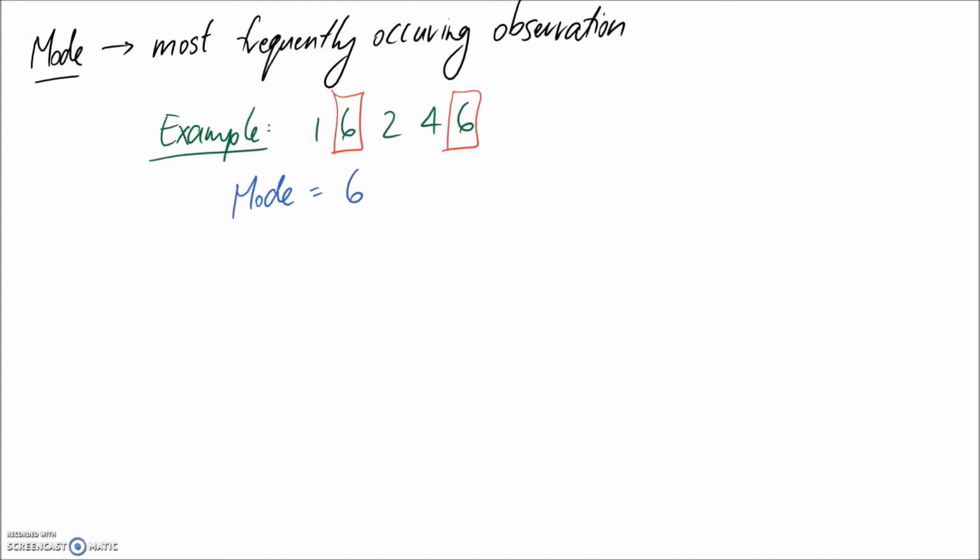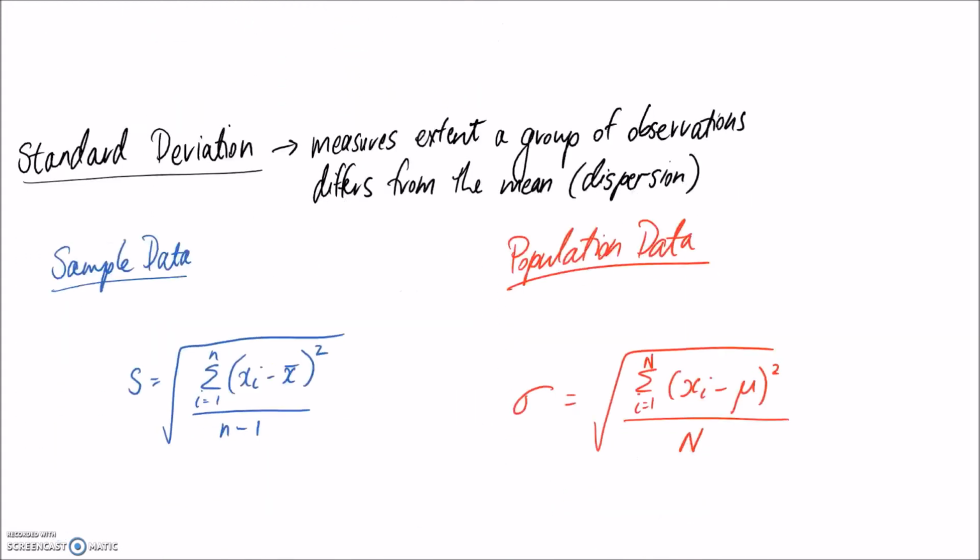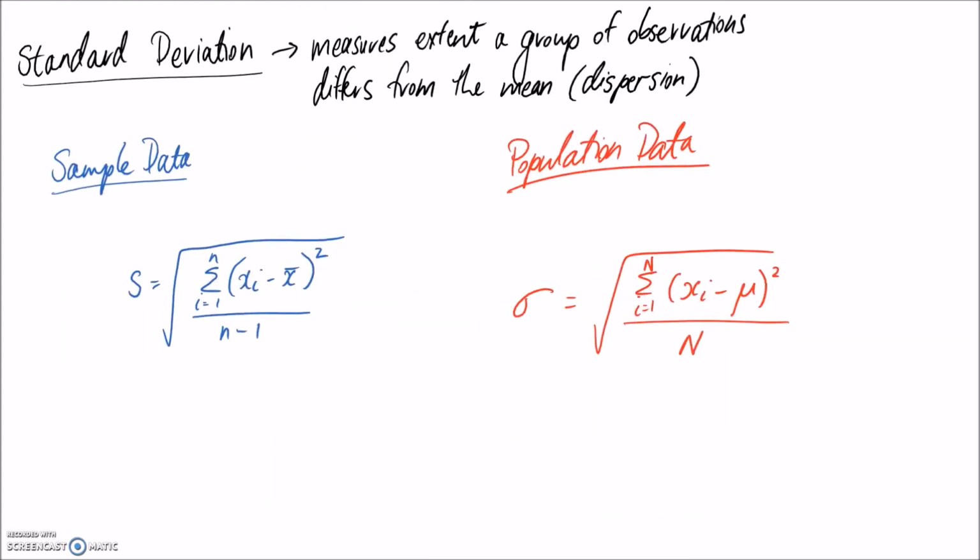So that concludes the 3 measures of central tendency. All that we've got left is looking at standard deviation. Standard deviation measures the extent to which a group of observations differs from the mean. Another way of saying this is it's measuring the dispersion, or how dispersed the data is. If something has a small standard deviation, that means the data is quite well grouped. However, if it has a large standard deviation, that means the data is pretty spread.